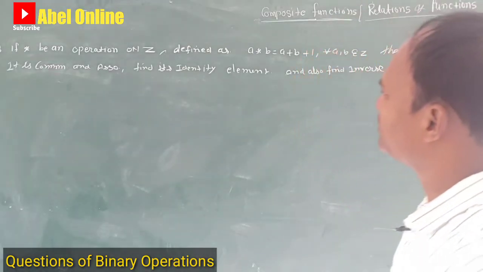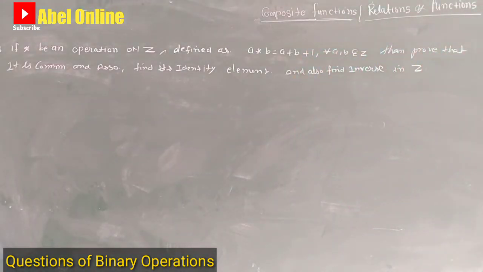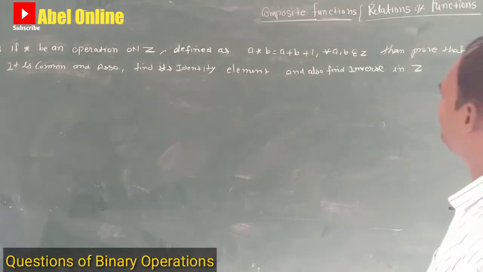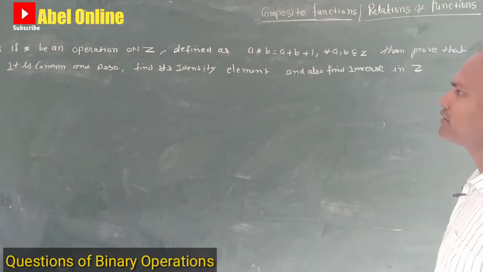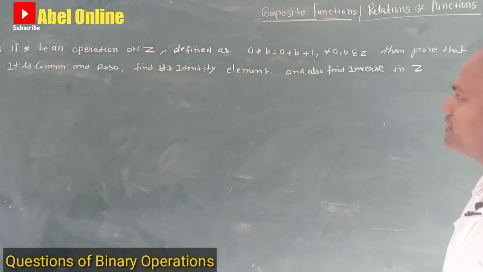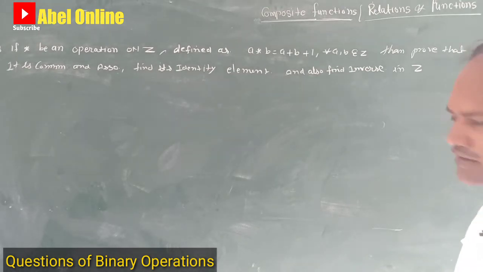If star be an operation on Z, defined as A star B equal A plus B plus 1 for every A, B belongs to Z, then prove that it is commutative or associative, find its identity element and also find the inverse in Z.